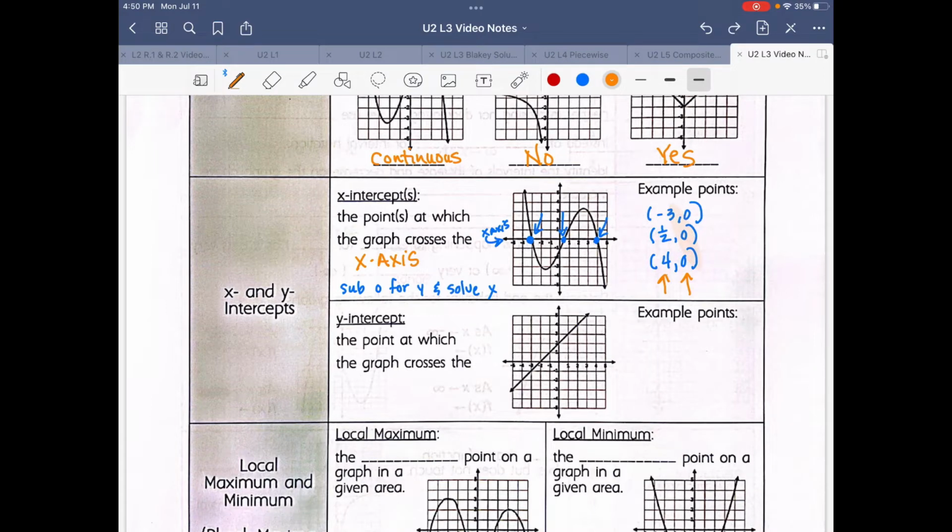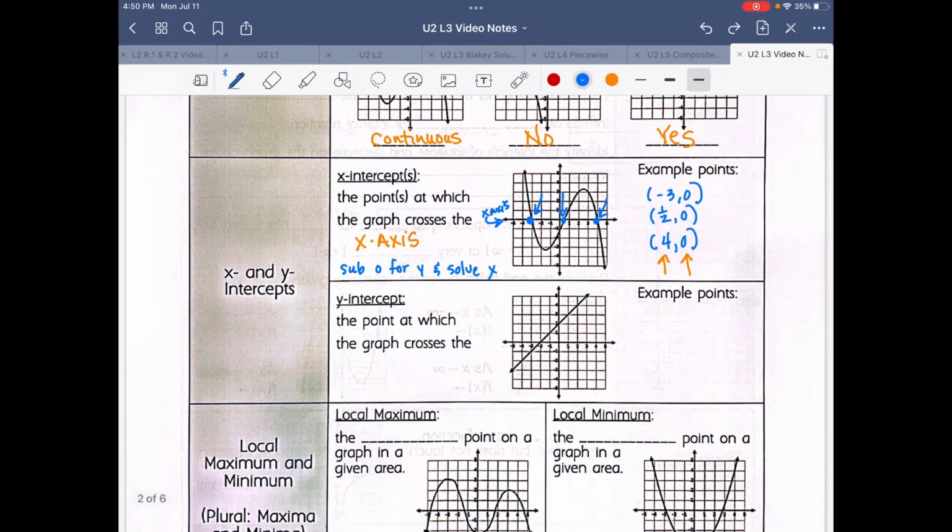Now my y-intercept is the point at which the graph crosses the y-axis. Again, if you have an equation, you're going to substitute 0 for x and solve for y. But when I look at the graph, I can look right here. This is where it crosses the y-axis. It only crosses at one place, so I only have one y-intercept. The ordered pair for that y-intercept would be (0, 2). If you'll notice, the x value is always 0. The y has a value.